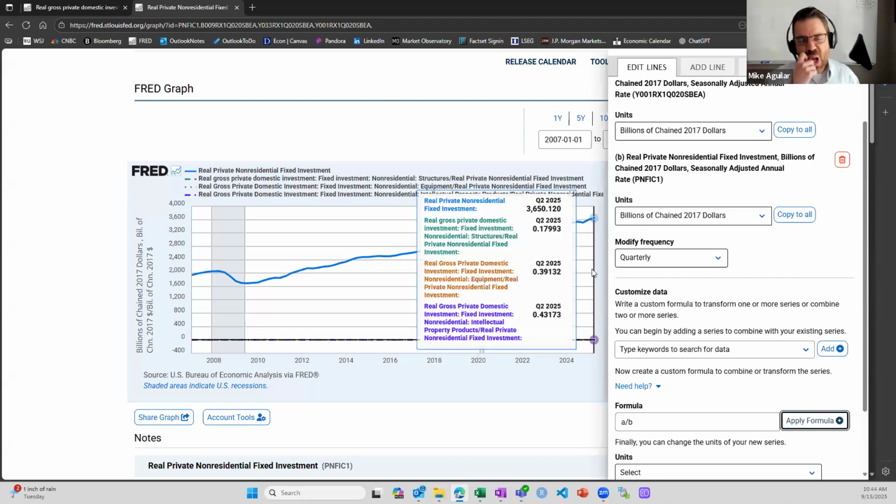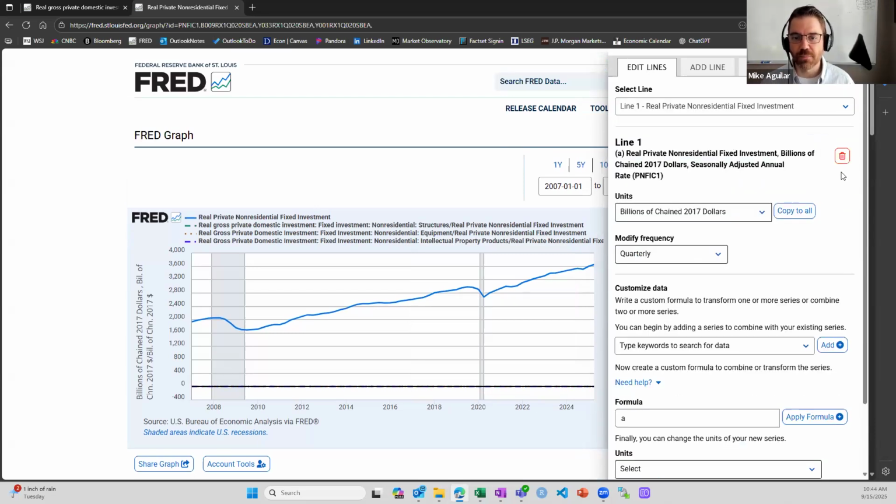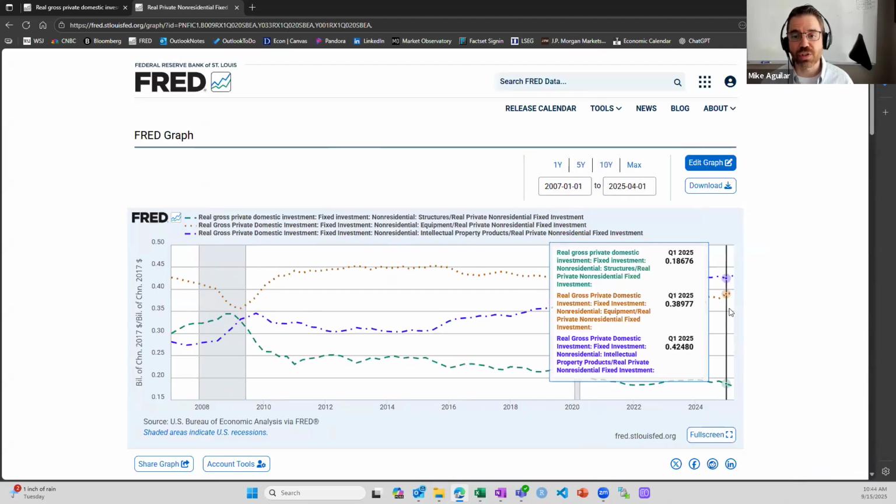Okay, so the graph looks kind of funky, right? Because look, I got numbers like 0.17, 0.39, 0.43. Then I have 3,650, which is in billions of dollars. So one of them clearly doesn't look like its friends. It's shares and dollars. Let's get rid of one. Remember how to do that in FRED. Line, top one, line one. Want to get rid of that? Delete, remove. Now I got these shares.